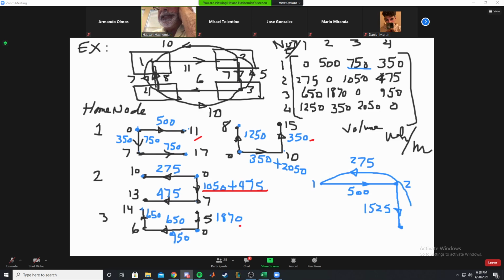Now the opposite direction, going from 3 to 2. From 3 to 2, nothing there. This is nothing because it goes the opposite direction. But here is 1870 going in the right direction and 350 on the right direction. So I have to add these two. If I add these two, will be what? 2220? Okay, 2220. Everybody get that?